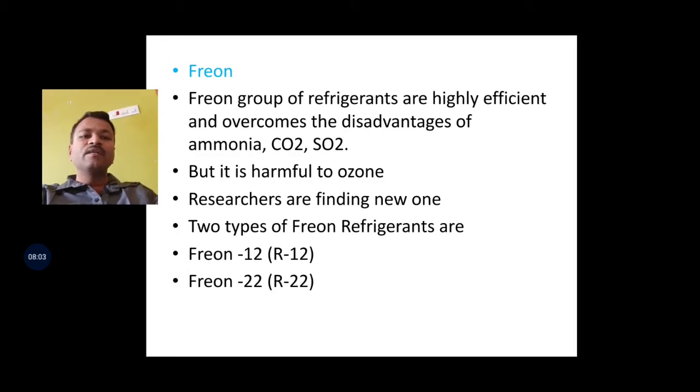There are two types of Freon refrigerants in the Freon family. Freon 12 is R12, Freon 22 is R22. R stands for refrigerant; it is the commercial name. 12 is Freon 12, and Freon 22 is refrigerant 22. About this we are going to discuss now: Freon 12 and Freon 22.